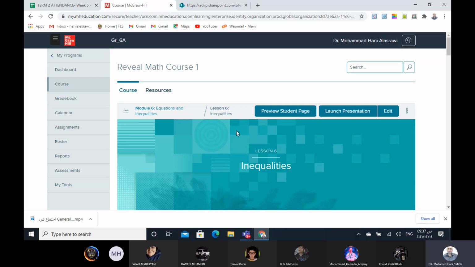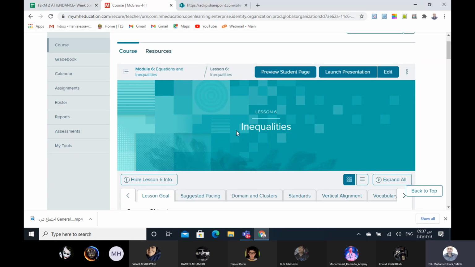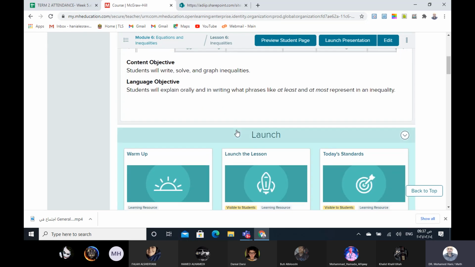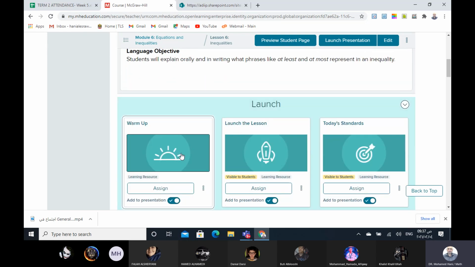Math grade 6. We are in module 6, equations and inequalities. Today we have the last lesson in this module, lesson 6, inequalities. In this lesson we want to learn how to write, solve, and graph inequalities. So the first step, prepare your notebook, please.